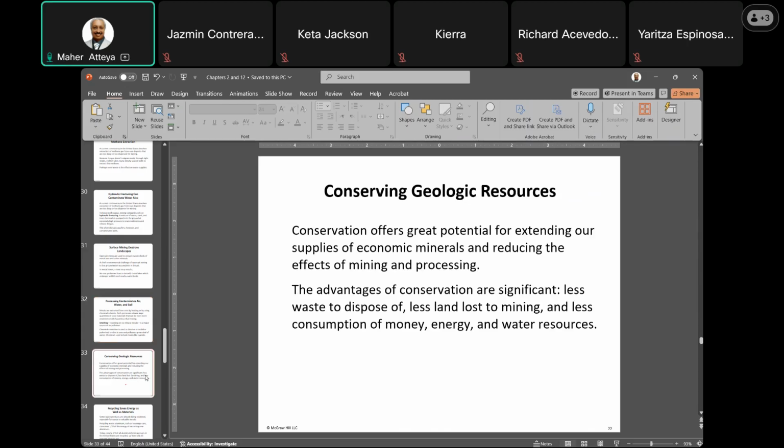Conserving geologic resources. While conservation offers great potential for extending our supply of economic minerals and reducing the effect of mining and processing, the advantages of conservation are significant: less waste to dispose, less land lost to mining, and less consumption of money, energy, and water resources. Now, the idea of conserving geologic resources is very, very important. And emerging technologies are helping a lot. It's really helping a lot in this conservation.